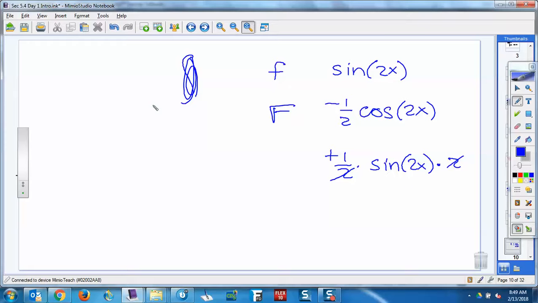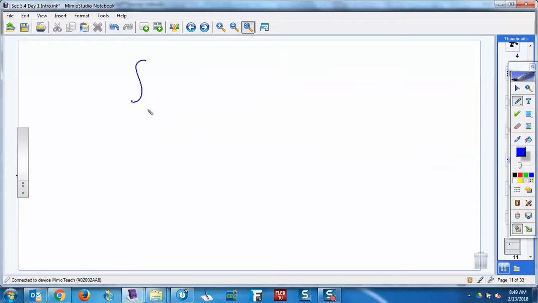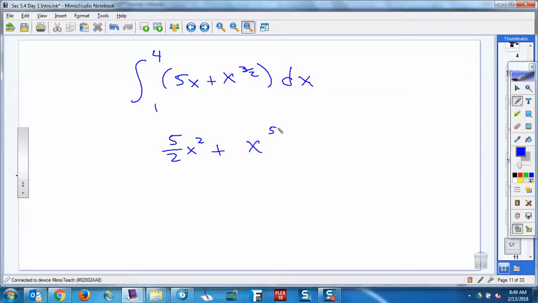27. Okay, so integral from 1 to 4, 5x plus x to the 3/2 dx. So this is power rule. We don't worry about the parentheses, don't really matter. So we're going to raise this up to a 2 and divide by 2. So 5/2 x squared. Plus, we're going to raise that up to 5/2. So that's going to be x to the 5/2.